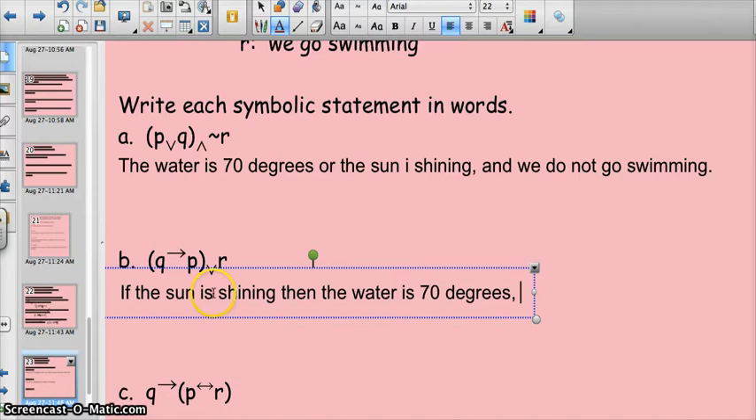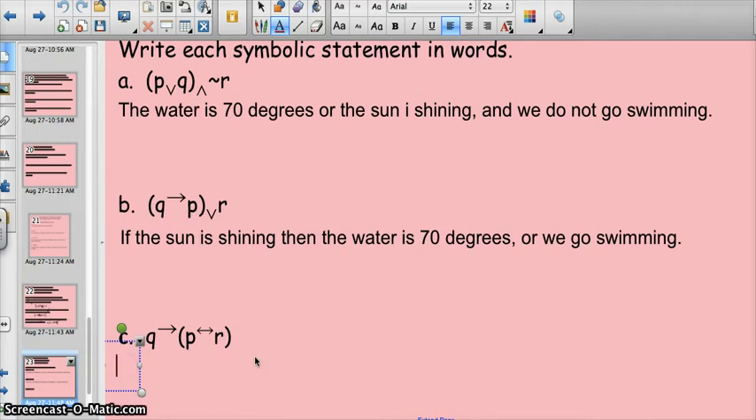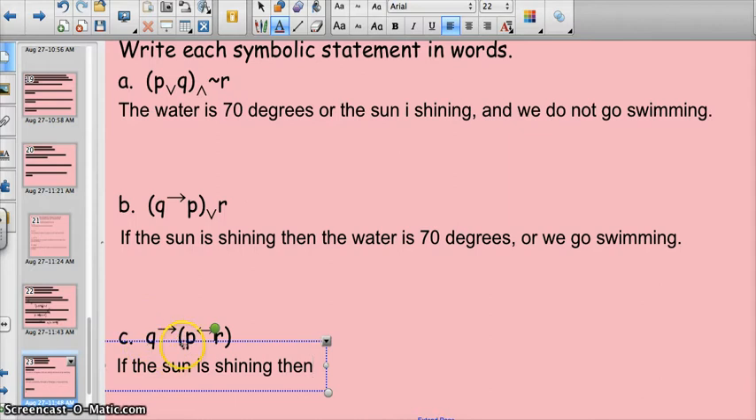Finally, we've got this little symbol right here. The V is the or, and we've got an R. R is we go swimming. And the last one, the last example. I know you're excited. Here we go. Q. This is an if then, and then we've got the parenthesis part. All right, let's start with the Q. So the if then starts if, and then we go the Q. Q is the sun is shining. We got to put a then after that. Now that's this first part, Q with the arrow. If the sun is shining, then.